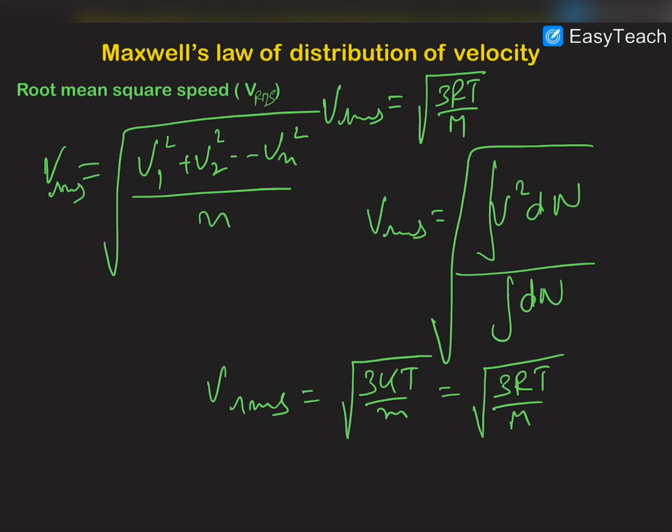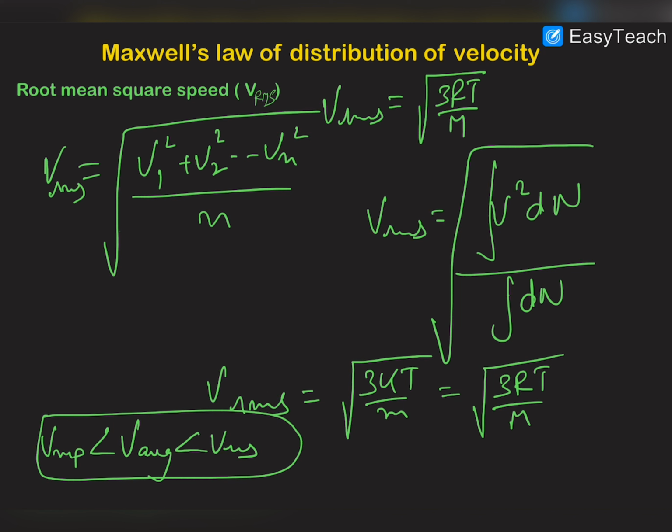So you can see that the highest velocity is Vrms, and then it is V average, and the lowest velocity is V most probable. So we can say that the least number of molecules among these three velocities are moving with the highest velocity Vrms, and the most number of molecules are moving with the least velocity Vmp.